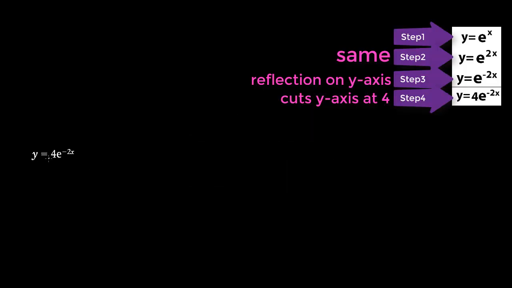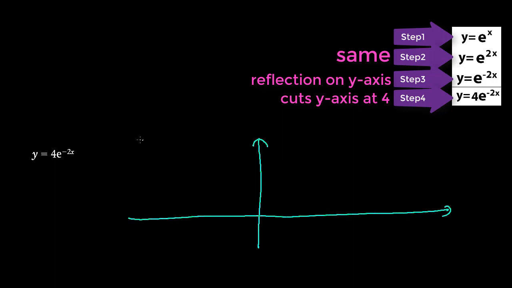Y equals 4e to the power minus 2x. This one is going to be, first of all, this 2, the coefficient in front of x, this really does not matter, but what matters is e to the power minus x. So remember, the sketch is e to the power minus x. It means it's going to be a reflection on the y-axis. So e to the power minus x looks like this.